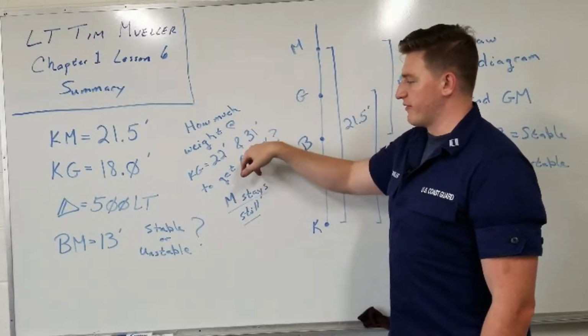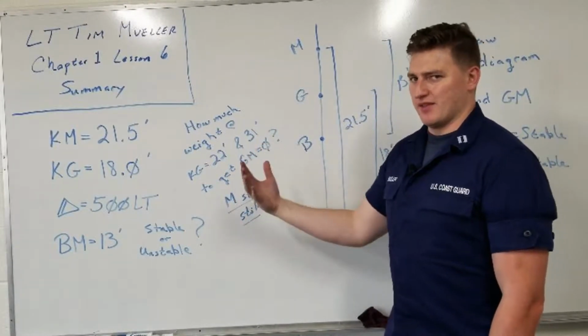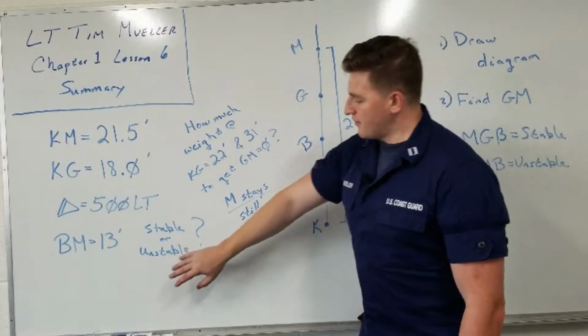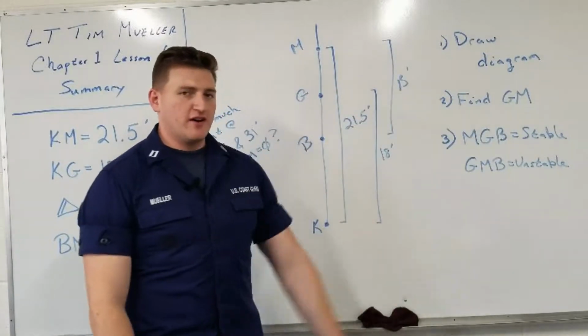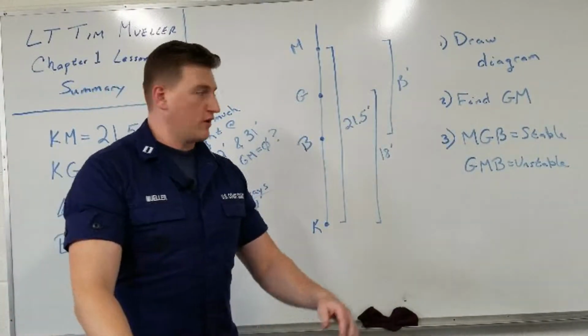Similarly, let's do the same thing, but for 31. And let's comment on the difference between them. So let's start with the stable or unstable question. Step 1, what we have to do is draw a diagram. We have to actually be able to see what we're working with.